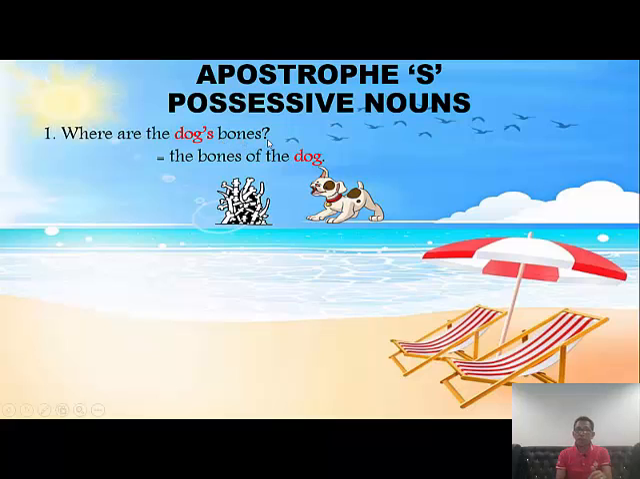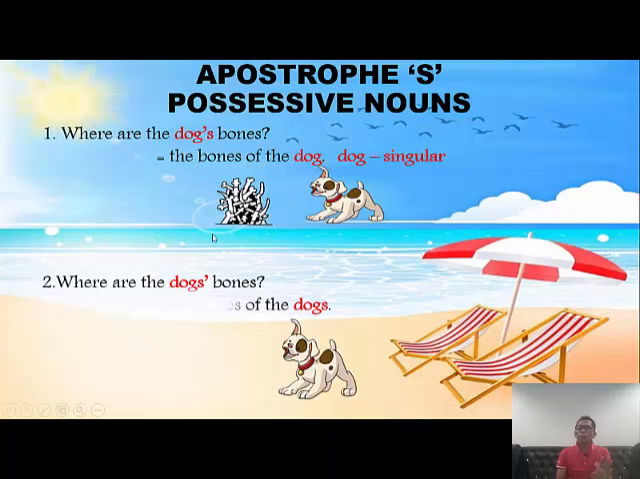But the bones here show that they belong to this dog. Okay, the bones of the dog. Okay, a dog, one dog. There are many bones here, so it means bones. All right, dog singular. But what about this one? Where are the dogs' bones?